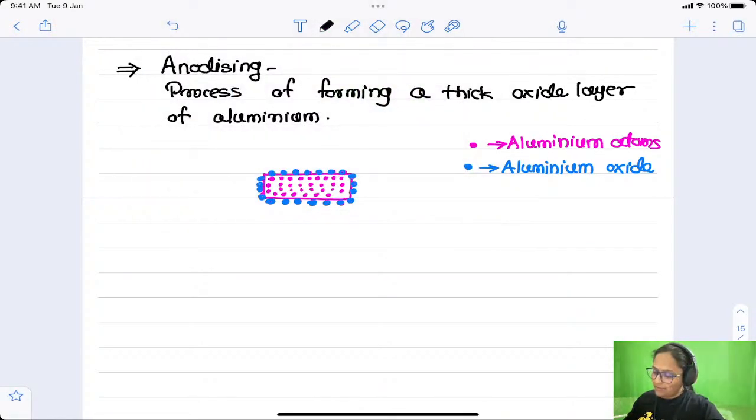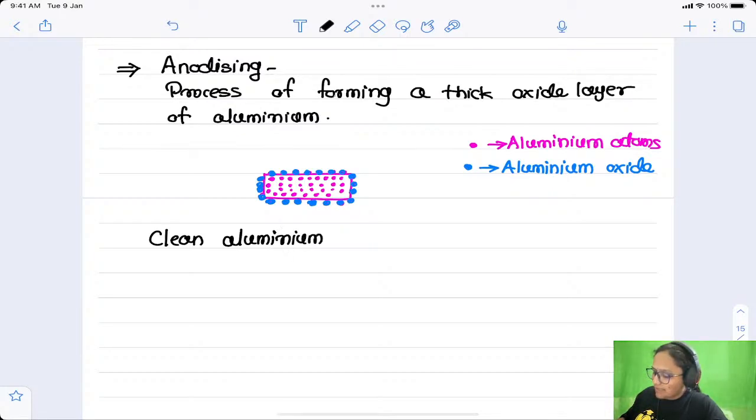Now this layer of oxide can be made more and more thick to get better protection. For that purpose, anodizing is nothing but an electrolysis process. So what is done here? We are taking a clean aluminum article, that is, one which is not converted to oxide, a clean aluminum article.